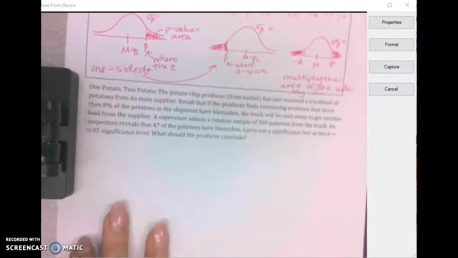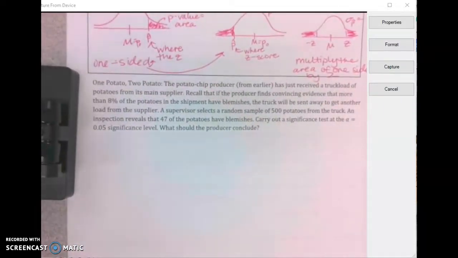So, back to those potatoes. Glorious potatoes. Alright, 1 potato, 2 potato. The potato chip producer from earlier has just received a truckload of potatoes from its supplier. Recall that if the producer finds convincing evidence that more than 8% of the potatoes in the shipment have blemishes, the truck will be sent away to get another load from the supplier. A supervisor selects a random sample of 500 potatoes from the truck. An inspection reveals that 47 of the potatoes have blemishes. Carry out a significance test at the alpha equals 0.05 significance level. What should the producer conclude?